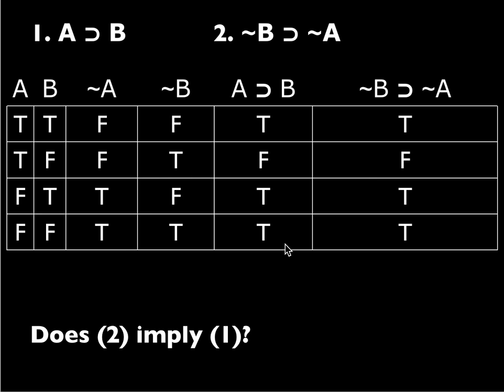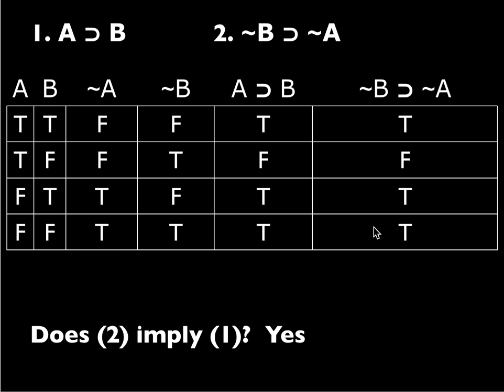Now we can ask, does 2 imply 1? Same thing, we're going to look for a counterexample row, only now we're going to look for a row where 2 is true, but 1 is false. And you can also see there's no such row, so 2 does imply 1.